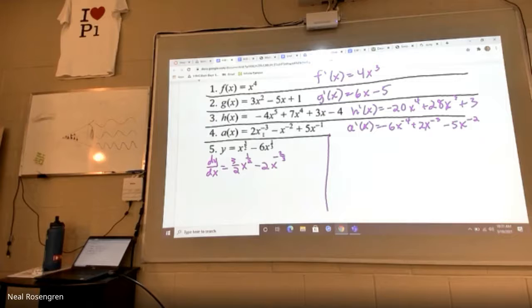And realistically, every single one of those could have been dy dx. Every single one. Or d/dx of f of x, d/dx of g of x, d/dx of h of x. So there's definitely some varying notation that you want to familiarize yourself with.